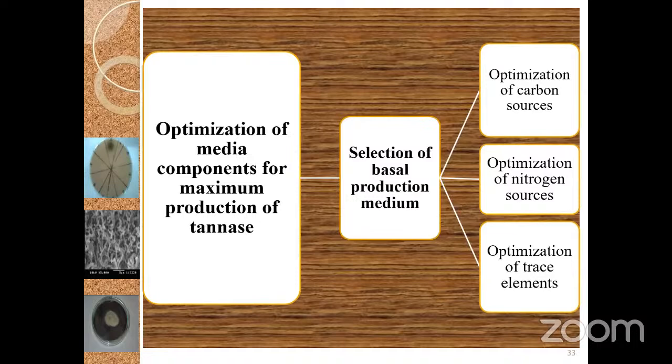Then we move towards the optimization of the media with the help of a statistical method. This statistical method was used for the optimization of the media components for maximum production of tannase. For that, we chose the selection of the basal production medium. Then the optimization of the carbon source, nitrogen source, and trace elements was carried out.